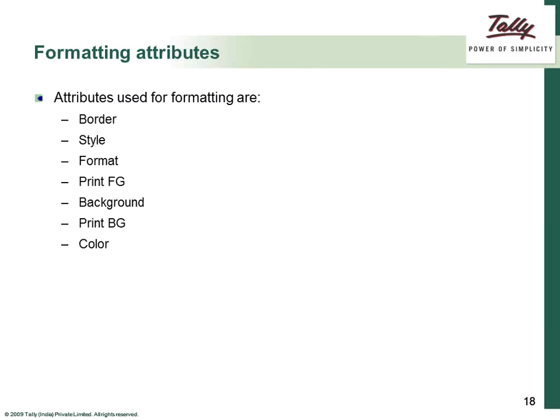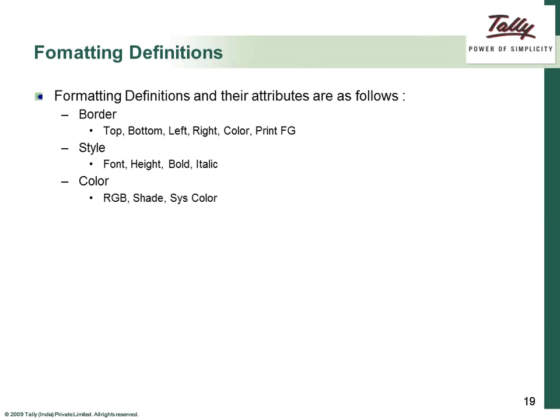Then we have the formatting attributes like the border, style, print FG, background, print BG, and color. Border, definitely we can give top, bottom, left, right. You can have a colored border for your display, and print FG for having the colored border in the printing. Then we have the style definition, for which we have font, height, bold and italic. Color, we have RGB, shade and color.